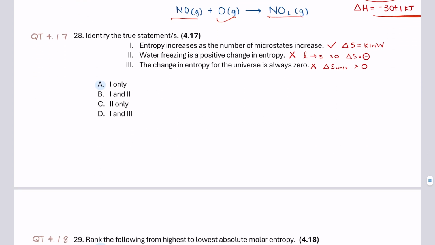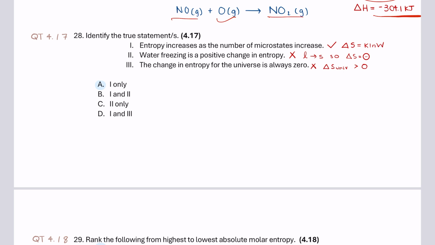Let's move on to problem 28. Problem 28 wants us to identify the true statements. Let's work through each of these statements. Statement 1 says entropy increases as the number of microstates increase.